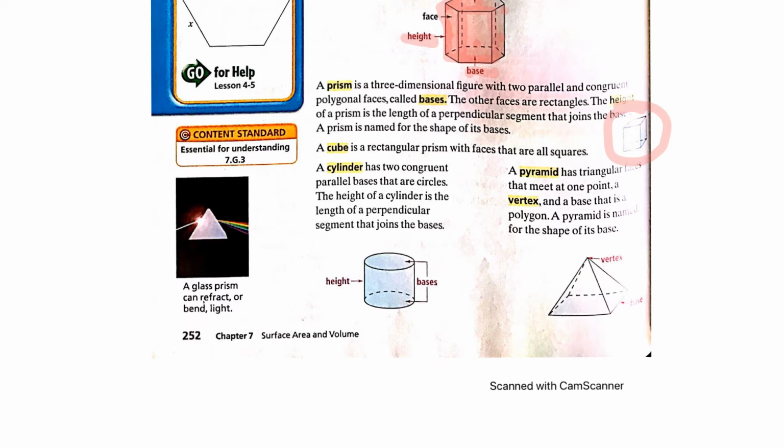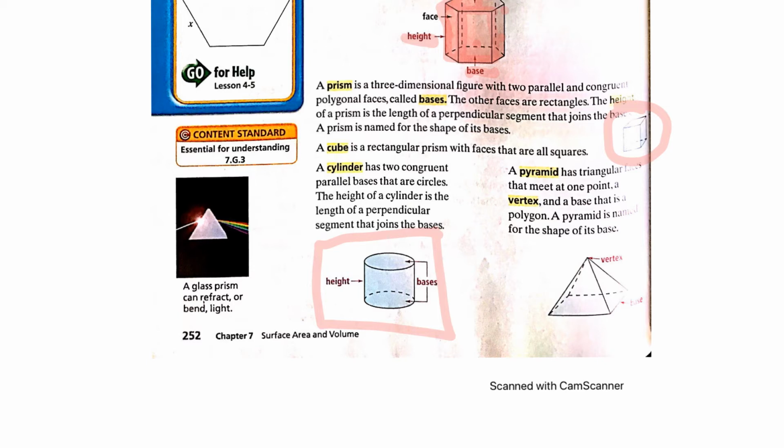A cylinder has two congruent parallel bases that are circles. The height of a cylinder is the length of a perpendicular segment that joins the bases. Can you think of something that is a cylinder shape? I think of a can of soup or a can of beans and maybe a soda.